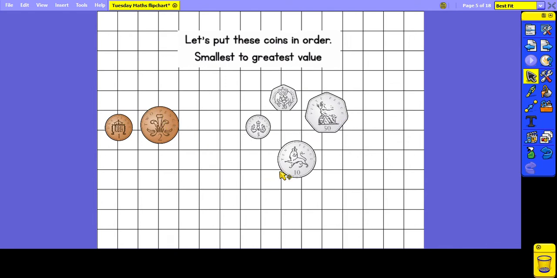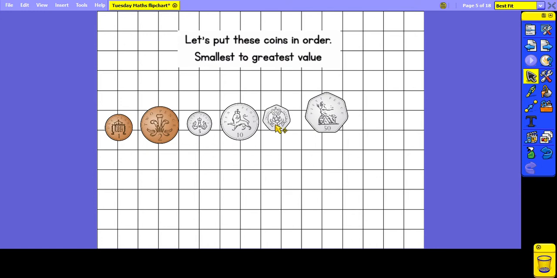And now we've got the silver coins to sort. We've got 5 pence, 10 pence, 20 pence and 50 pence. So the smallest number of these is the 5 pence, then the 10 pence, and then between the 20 and 50, 20 is smaller, so the greatest is 50 pence. So we have ordered them from smallest here to greatest, and if we look at the numbers, we can see that they are getting greater each time.